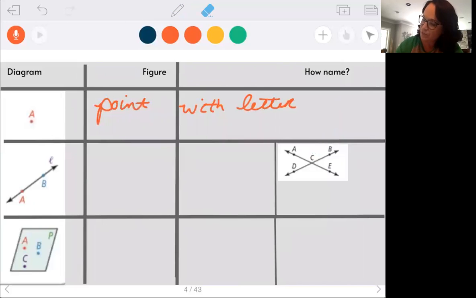All right, this next figure is a line. You'll notice that these arrows at the end indicate that it goes forever in both directions. So you can't measure a line, it's immeasurable. I guess one could say it has infinite length, but a line you cannot measure.